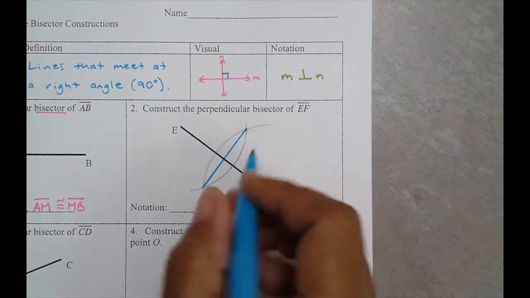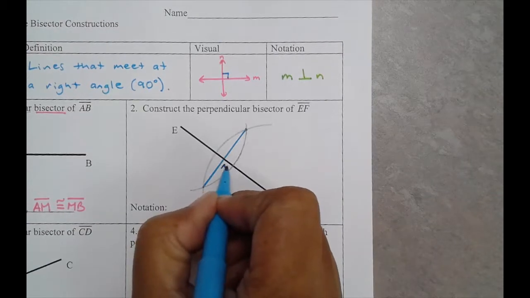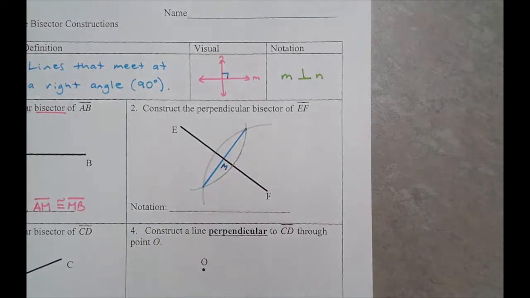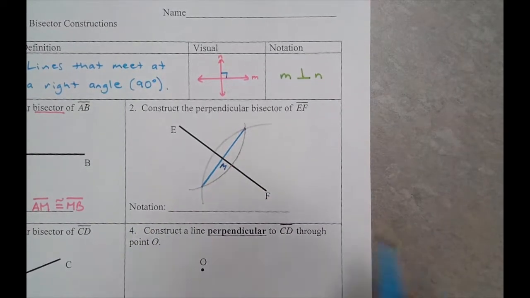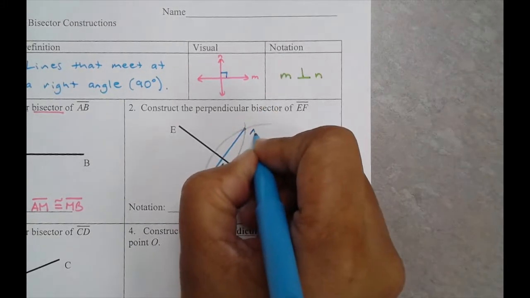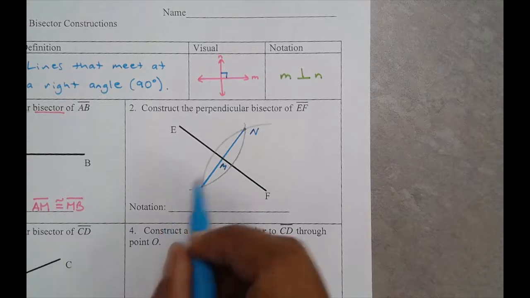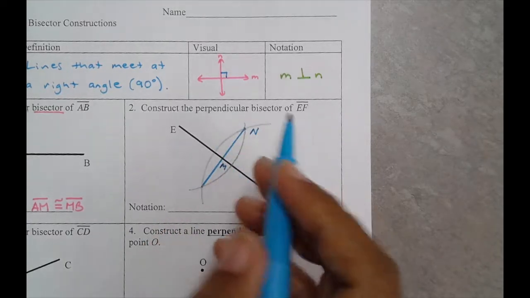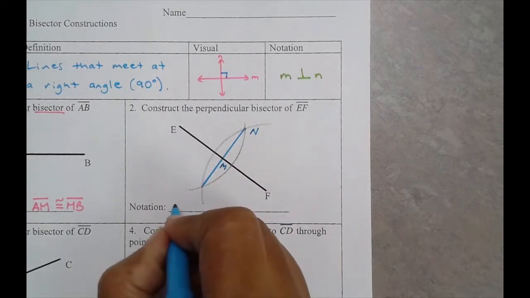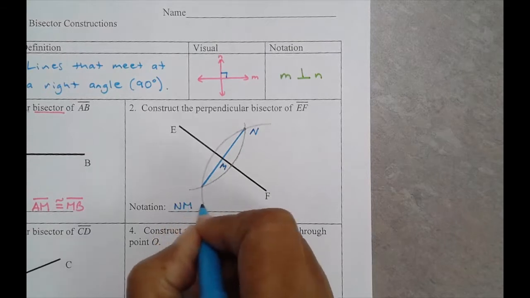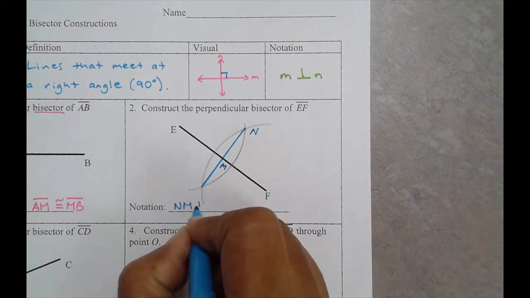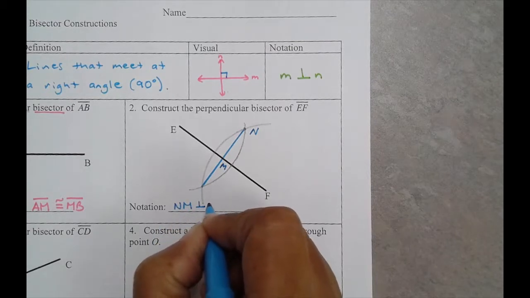And I'm going to go ahead and label that M again. You can label it any letter you would like. I'm also going to put the letter N up here. Okay, so now my notation, the part that says perpendicular, is the fact that NM is perpendicular to EF.